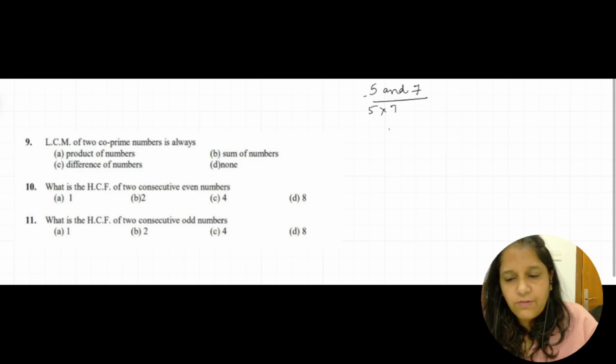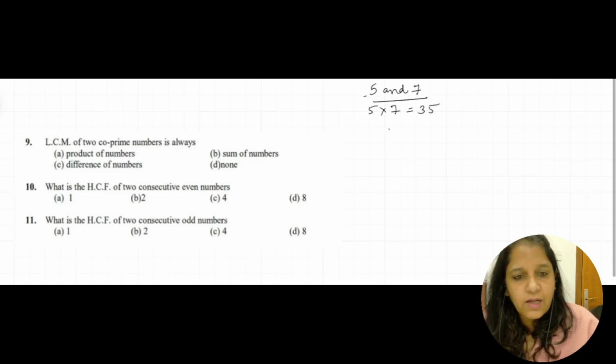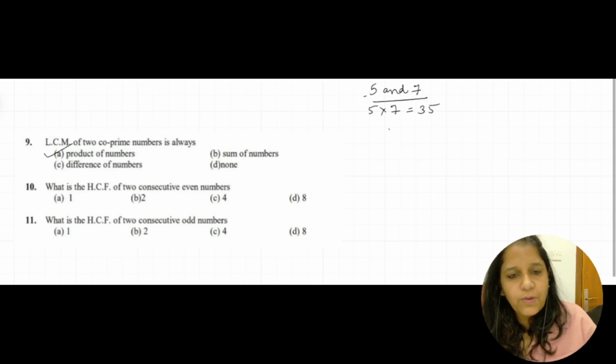It will be equal to 5 into 7 is equal to 35. So the correct answer is the product of numbers. कोई भी दो co-prime numbers का LCM क्या होता है? उनका product. What is the HCF of two consecutive even numbers?